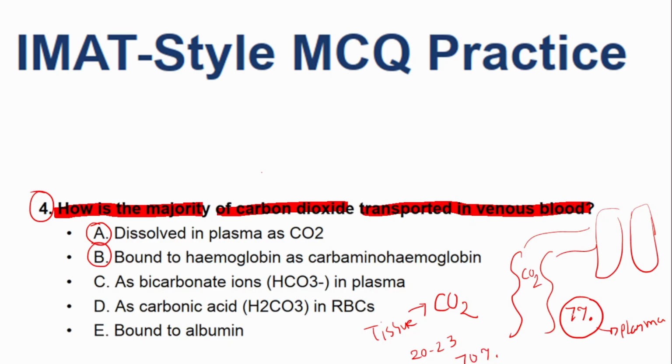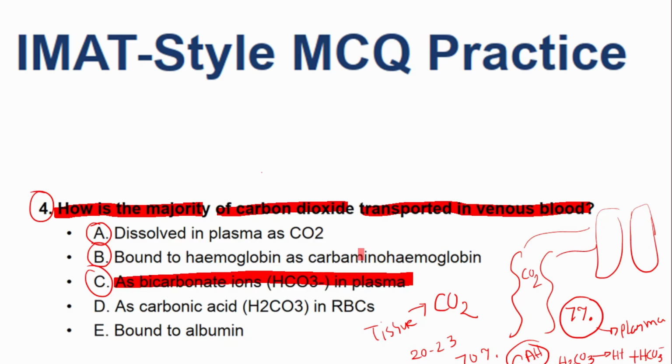To handle this majority, carbon dioxide enters the red blood cell and undergoes a rapid chemical transformation catalyzed by the enzyme carbonic anhydrase. It combines with water to form carbonic acid, which immediately dissociates into hydrogen ion and bicarbonate ions. These bicarbonate ions are then pumped out into the plasma in exchange for chloride. Because roughly 70% travels this way, option C, as bicarbonate ions in plasma, is our correct answer.